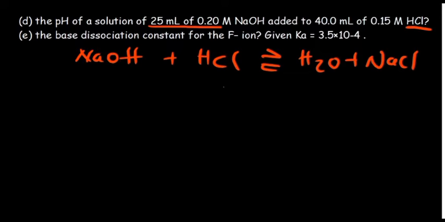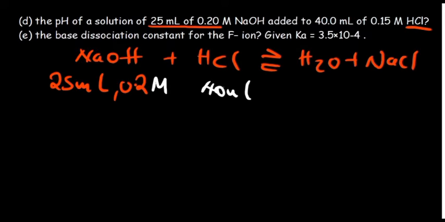Let's do that. Okay, so what have we been given? We've been given for sodium hydroxide, the volume is 25 milliliters. The concentration is basically 0.2 molar concentration. For HCl, we have 40 milliliters. The concentration is 0.15. Okay, so let's try to find. So these guys react in the ratio of 1 to 1. So that is even easier. So meaning that an equivalent number of moles are going to be used up.